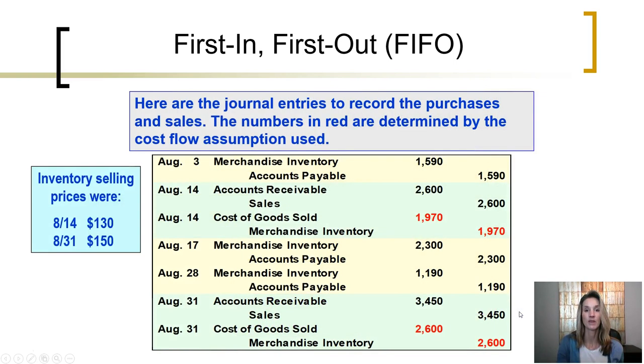The journal entries using the FIFO method are not any different than they are using the specific identification method or any of the other inventory costing methods. The only thing that changes when we apply these different methods is the cost assigned to cost of goods sold. All of the other entries remain the same.